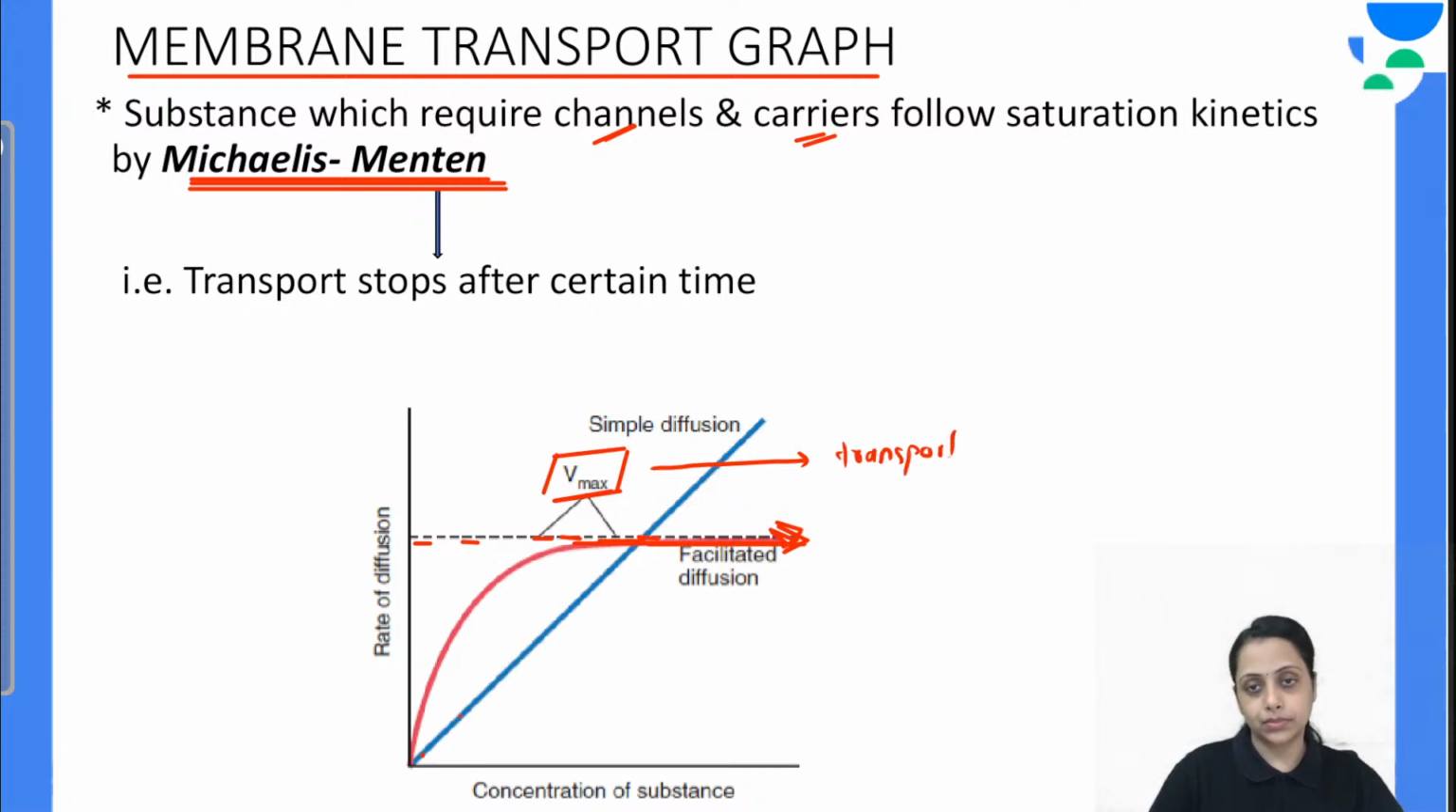Simple diffusion. In simple diffusion, no carrier molecule is required, no channel is required. So that's why when we increase the concentration of the substance, the rate of diffusion increases. No saturation occurs here. So this is about membrane transport.